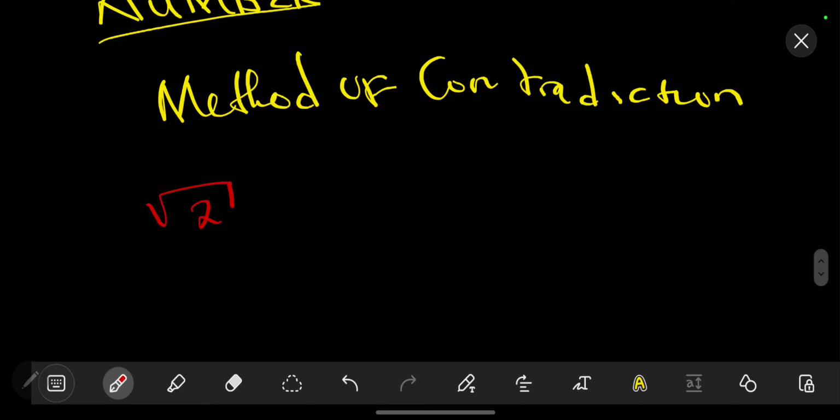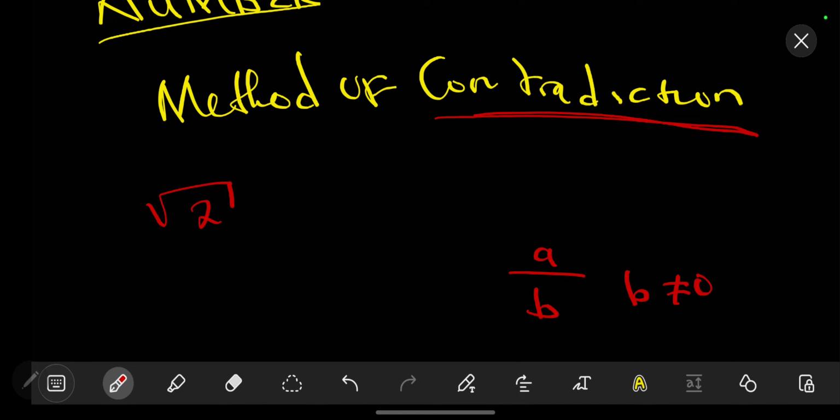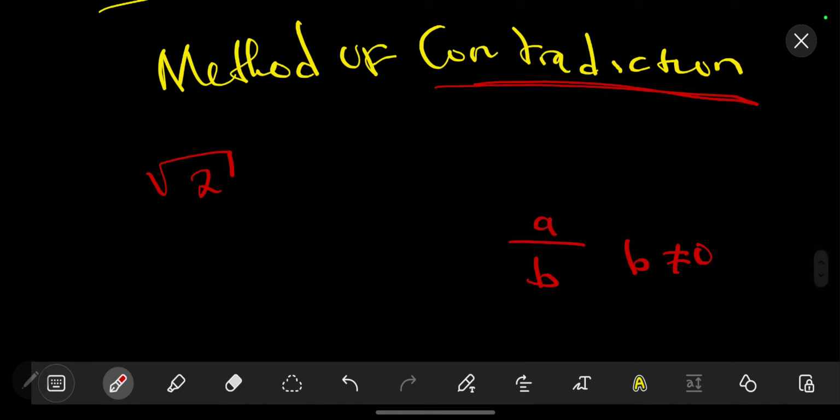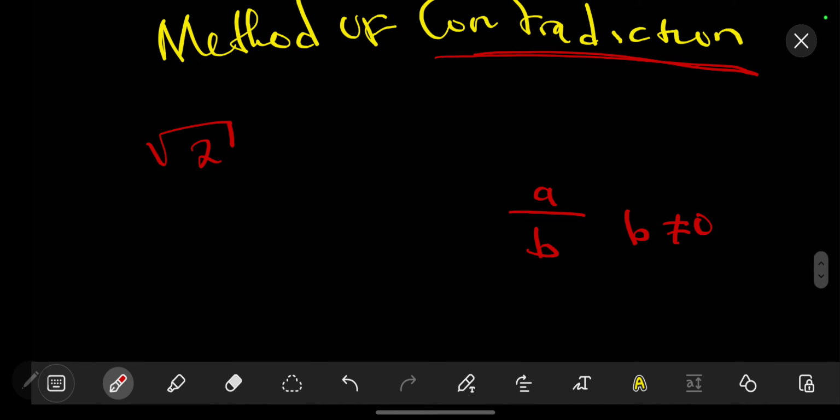So the first approach is we are proving using the method of contradiction, meaning to say we are going to say, let's say the square root of 2 is a rational number. What does that mean? It means that if it is a rational number, it can be expressed in the form a over b, where b cannot be equal to 0, as that would make your equation undefined. And the other condition is that a and b should not have any common factor.